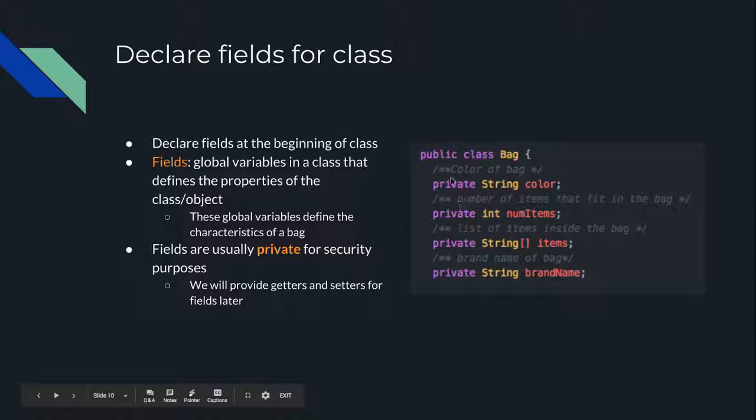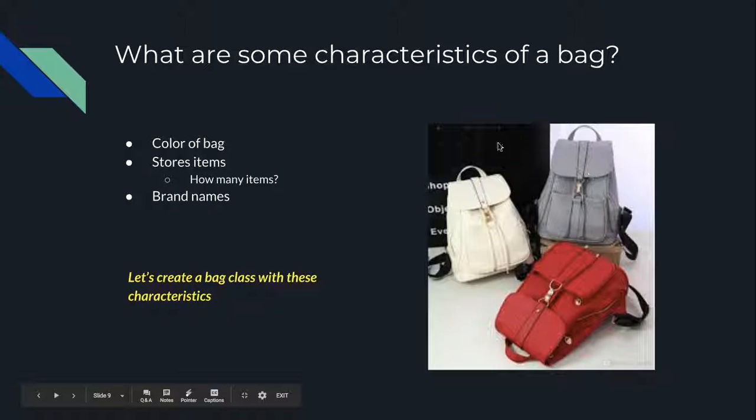So right after you declare your bag class, the next thing that you have to do is declare your global variables, and these global variables are special because they're called fields. And so how I would define fields in Java is that fields are global variables in a class that defines the properties of that class. So for example, in this case, this is a bag template. And if you look at these 4 variable names, these are actually the same exact characteristics that we talked about in the previous slide right here.